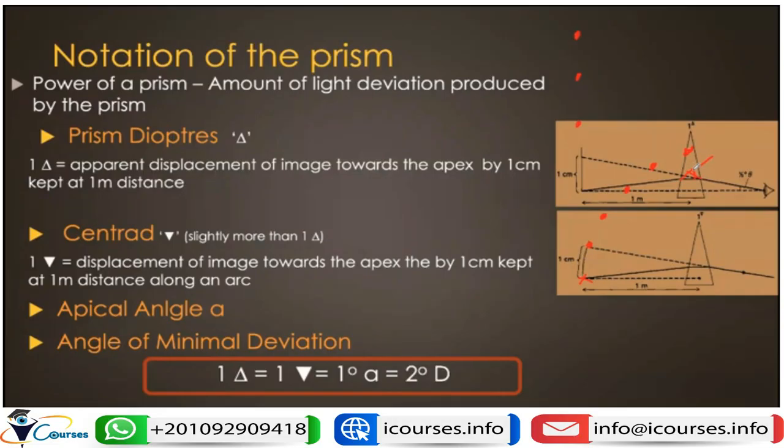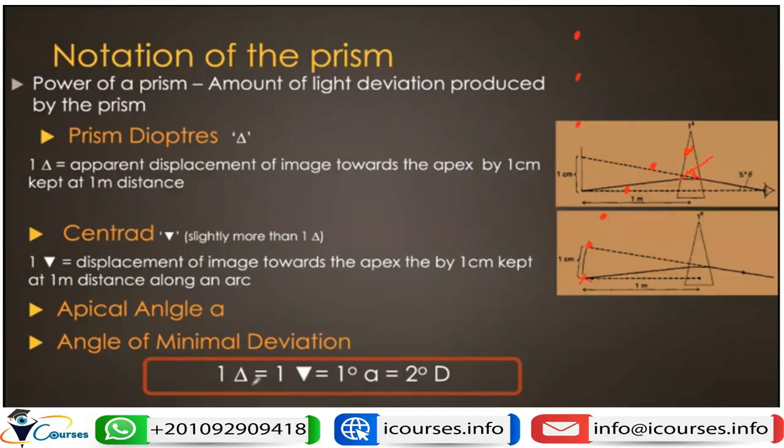So is there any relation that will control all these notation methods? Yes. Practically speaking, 1 prism diopter will equal 1 centrad. This is for practice, to make it easier. But for academic knowledge, it is just the centrad, which is slightly more than the 1 prism diopter.